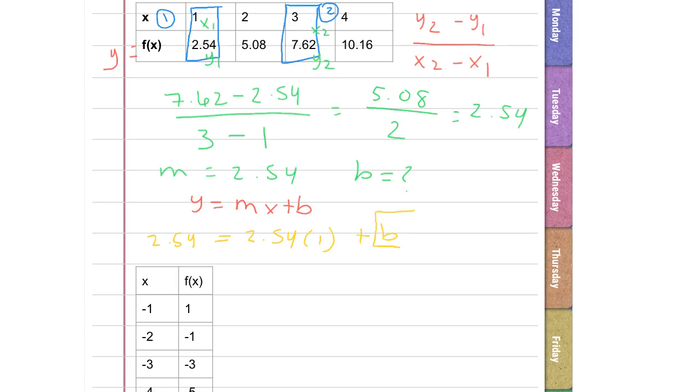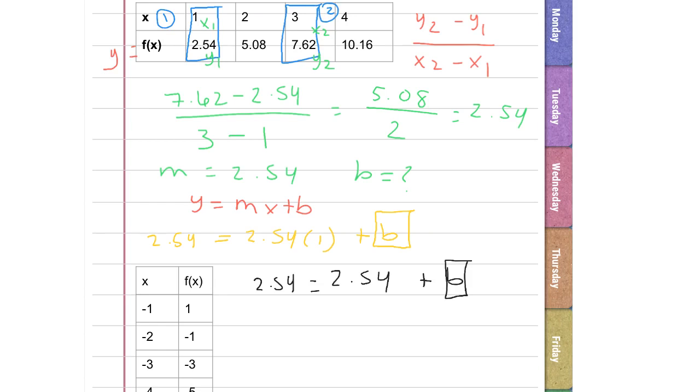And since I'm solving for b, I'm going to put a box around b so that I know that that's not going to be moved. So what is 2.54 times 1? Well, that's just 2.54. And I have my b again, is equal to 2.54. I'm just bringing everything down.